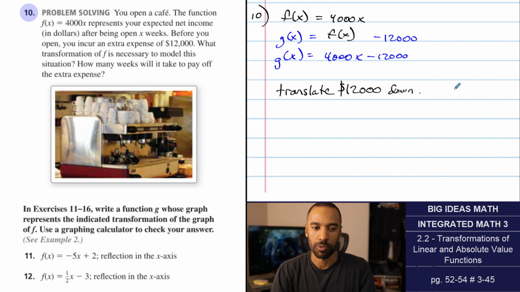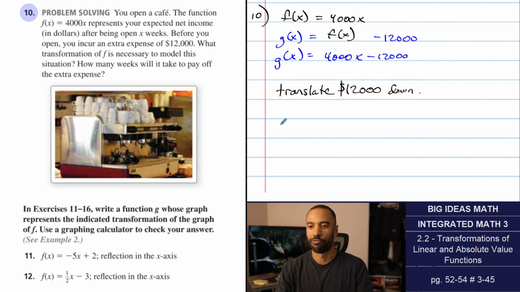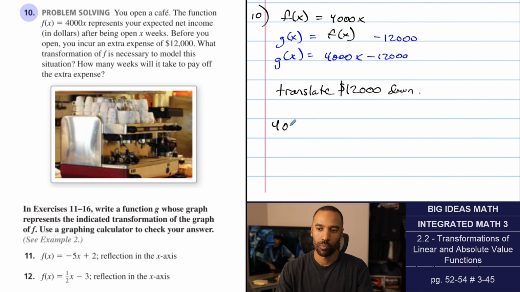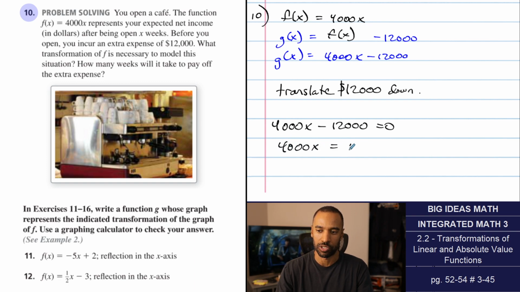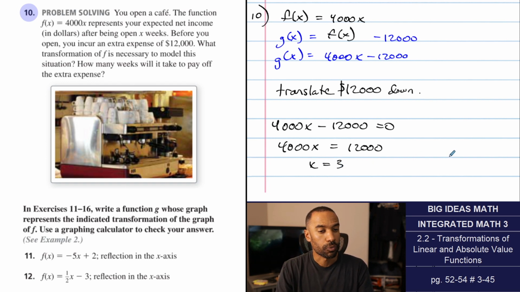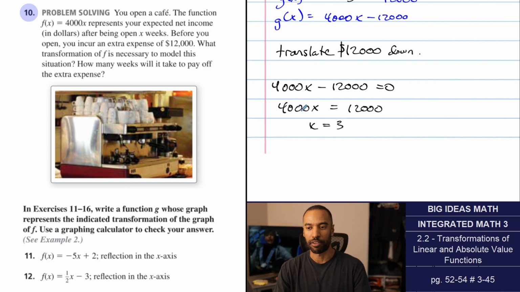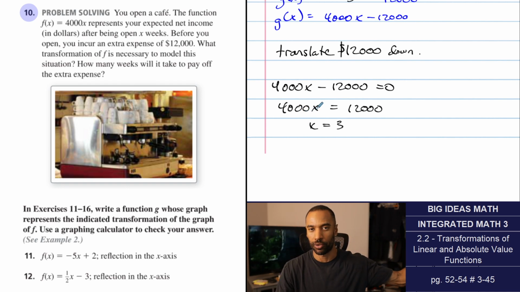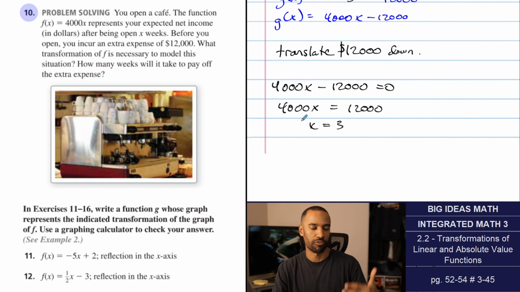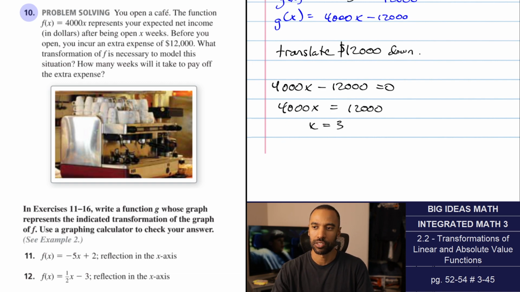How many weeks will it take to pay off the extra expense? They're asking, when will you break even? When will 4,000x minus 12,000 equal 0? Or better yet, when will 4,000x equal 12,000? When you add 12,000 to both sides, divide both sides by 4,000, you get x equals 3. That means it'll take 3 weeks to pay off the extra expense. You're going to make $4,000 a week. For 3 weeks, you'll get up to $12,000. You'll pay off the expense. You'll have broken even. It will take 3 weeks.